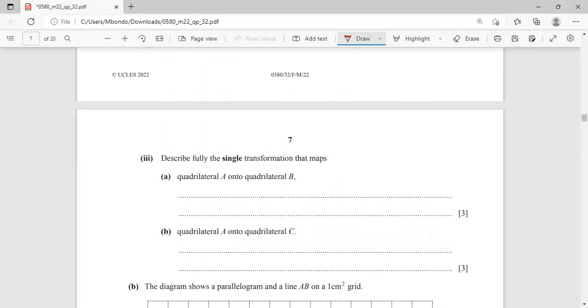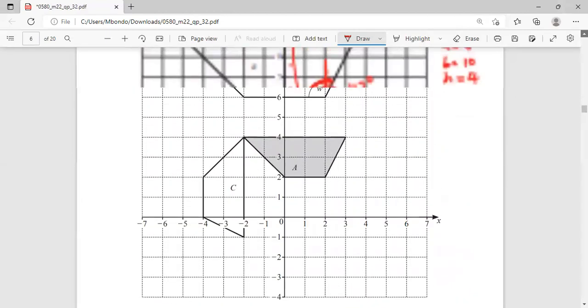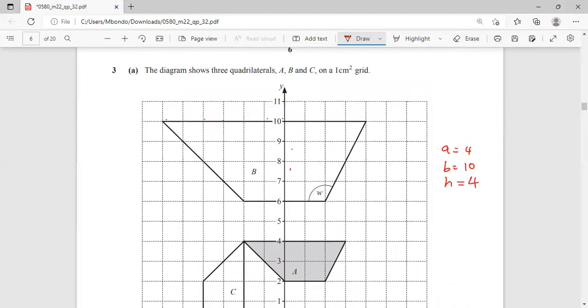Describe fully the single transformation that maps quadrilateral A onto quadrilateral B. Quadrilateral A is here, onto quadrilateral B. Now you are going to clearly see that this is an enlargement. When we're dealing with an enlargement, we need the scale factor and the center of enlargement.